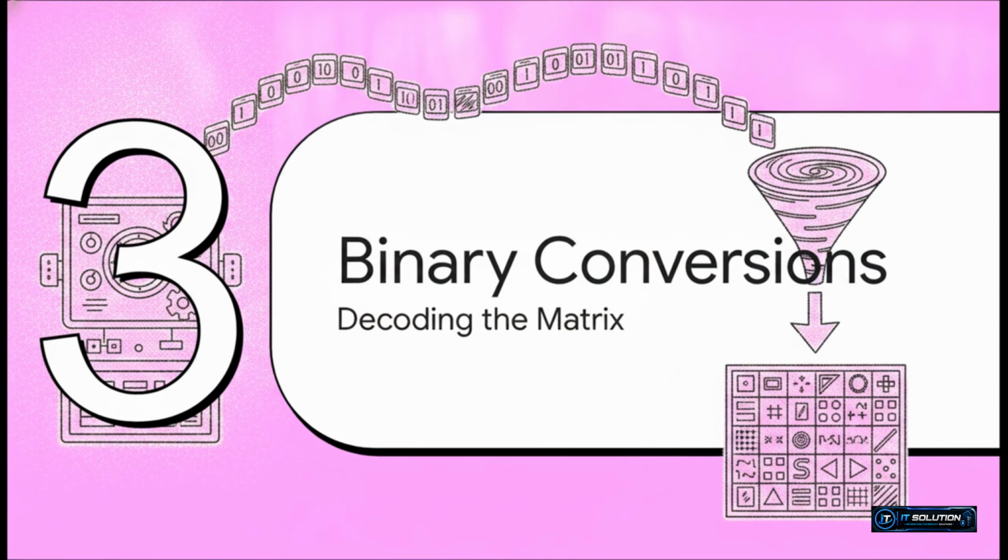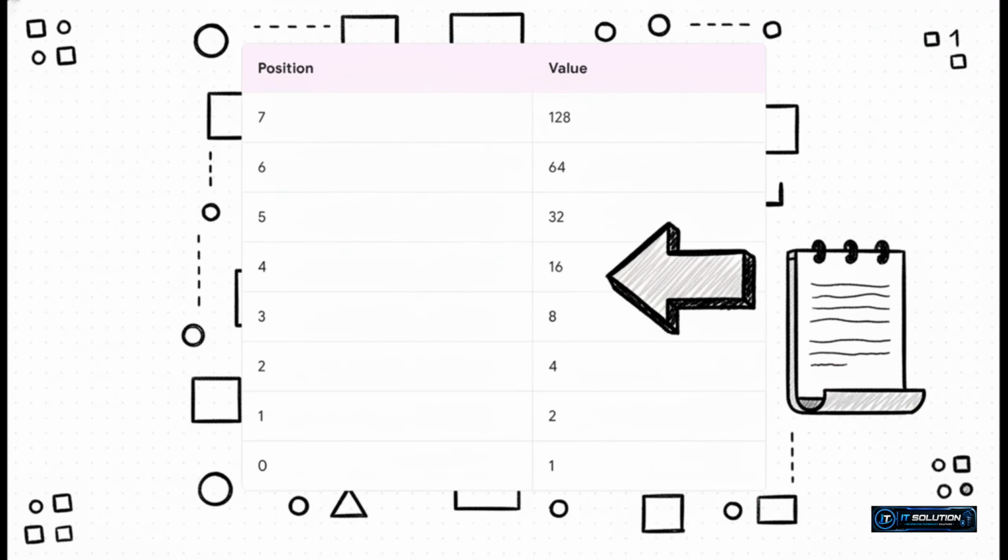Which brings us to Section 3, binary conversion steps. Let's decode the matrix. Listen, if you take away just one single thing from this explainer to help you with subnetting and IP addressing, it absolutely needs to be this positional value chart. It's your ultimate cheat sheet. Because binary is a base 2 system, which is our radix here, each position from right to left represents a power of 2. You absolutely need to memorize these positional values from left to right: 128, 64, 32, 16, 8, 4, 2, and 1.